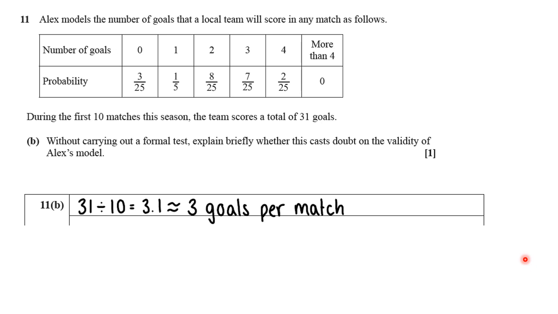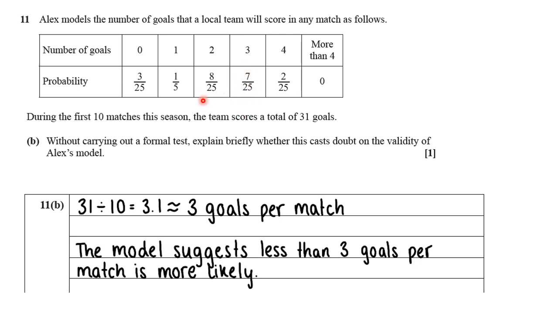Now, if we have a look at the probability of scoring 3 goals, it's 7 out of 25. Whereas, if we look at the probability of scoring less than 3 goals, that is far more likely than scoring 3 goals. So this does cast doubt on the validity of the model. So for my answer, I've said the model suggests less than 3 goals per match is more likely.